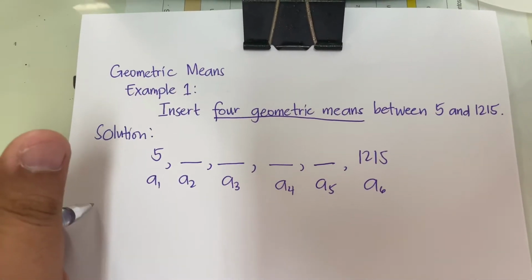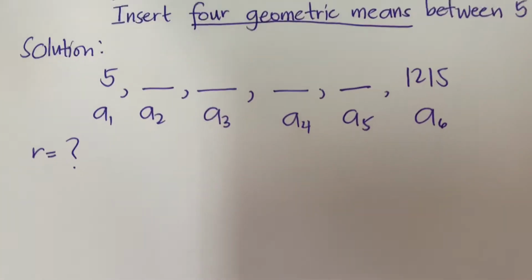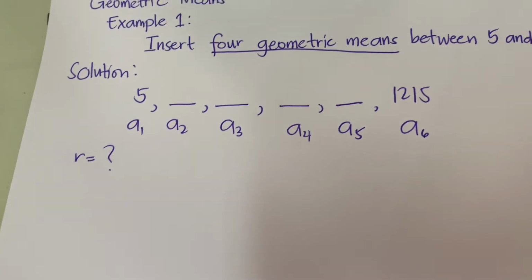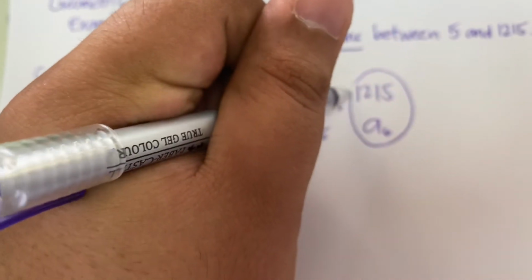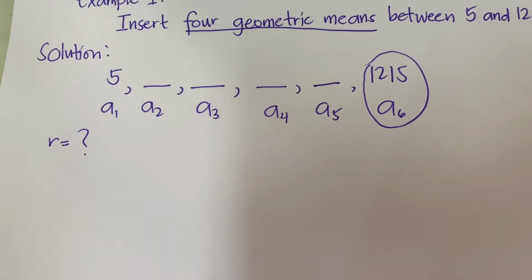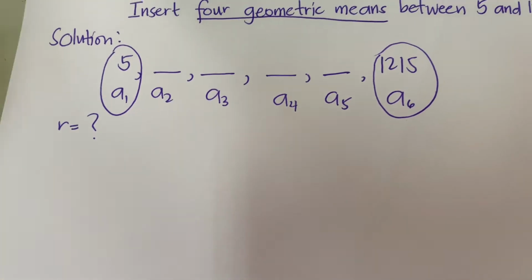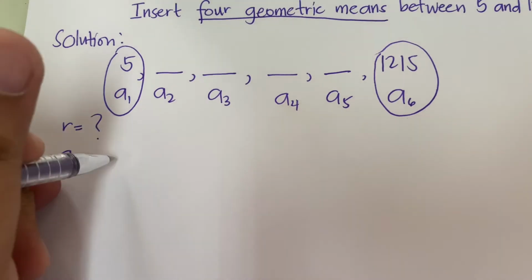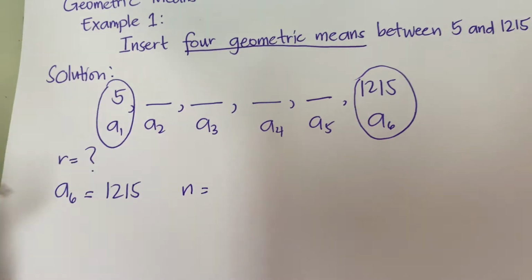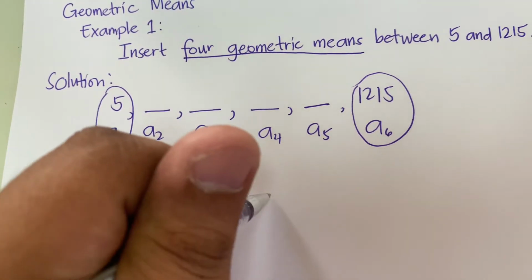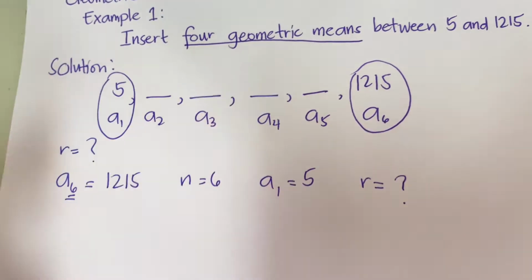Next step. So again, I'll be looking for the common ratio. But how to solve the common ratio in this way? So again, I'll be using the last term to solve for the common ratio and use a sub 1 as my first term. So again, a sub 6 is known, which is 1,215. And n is also 6. A sub 1 is given, which is 5, and r is unknown.